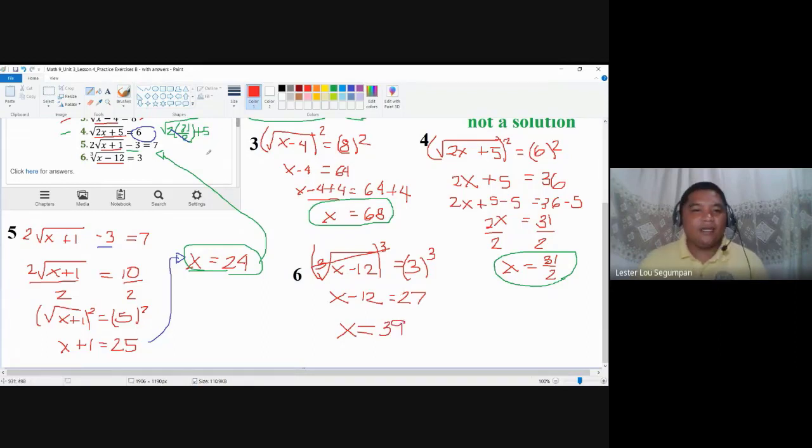Let's check. 39 minus 12 is 27. Cube root of 27, the answer is 3. And therefore, this is not just an answer, but it's definitely a solution. So this is still on the radical equations. We are just adding the concept of a binomial radicand. Okay, so same process are to be followed.